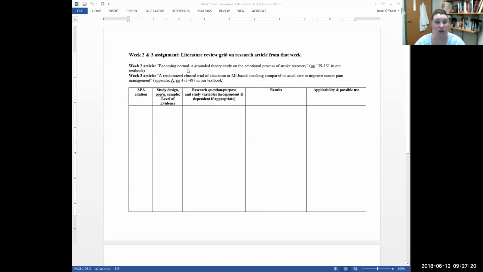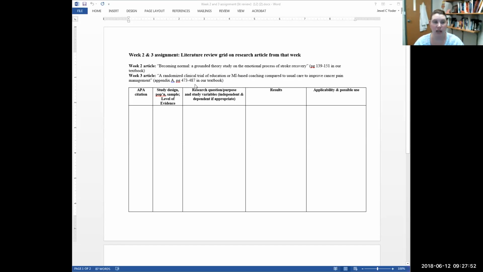Last week we did the article Becoming Normal, and now for week 3 as we transition, it says right in the title, so here's a hint: a randomized clinical trial of education, or MI, which is motivational interviewing based coaching, compared to, so again, this tells us this is an experiment. We have an intervention that we're going to do compared to the usual type of care to improve cancer pain management.